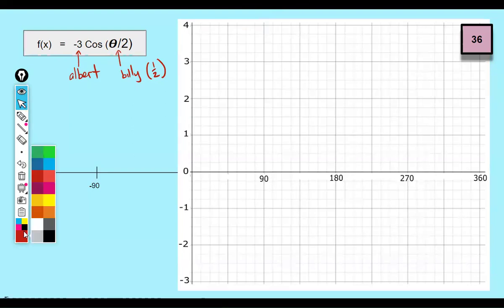The first thing we have to do is draw who? Cosine, regular boring cosine. So everyone start off with that now. Draw regular boring cosine here.